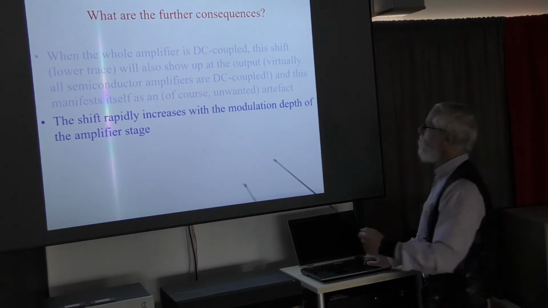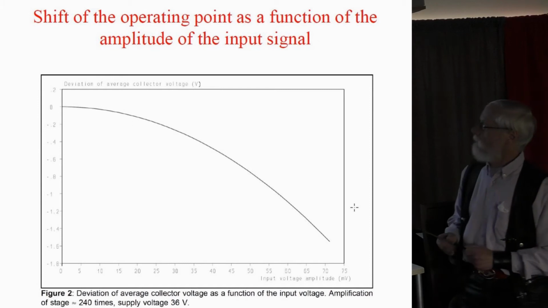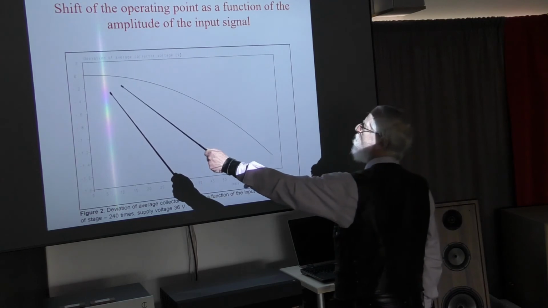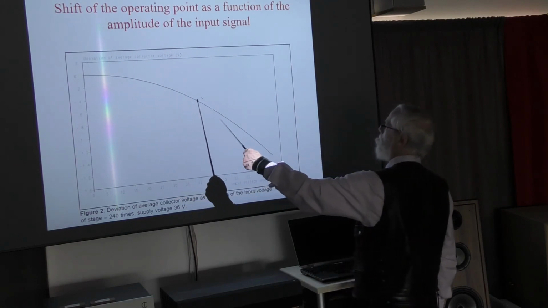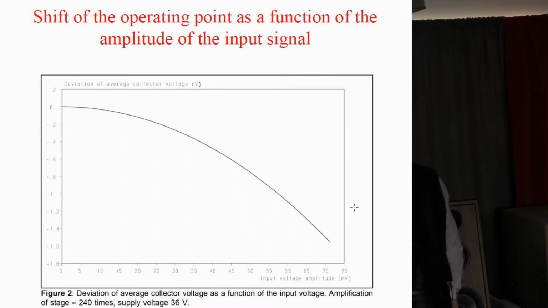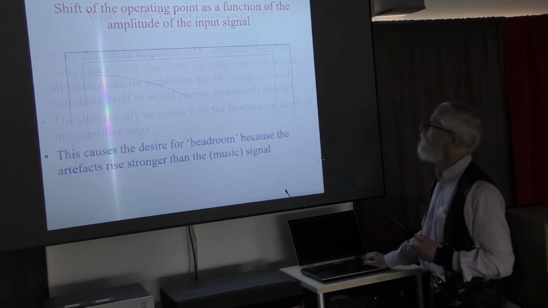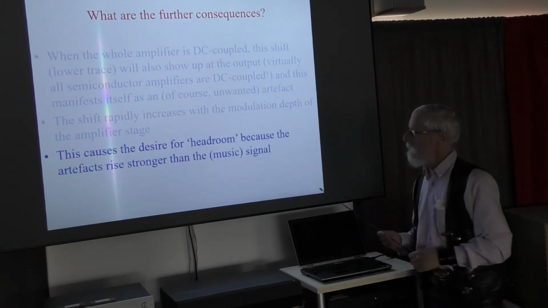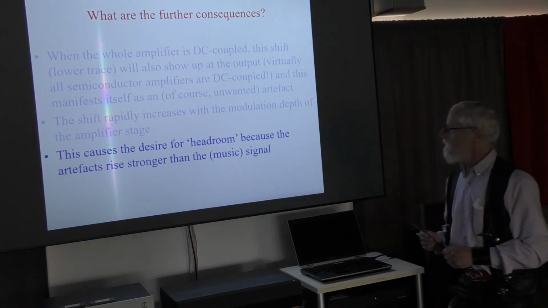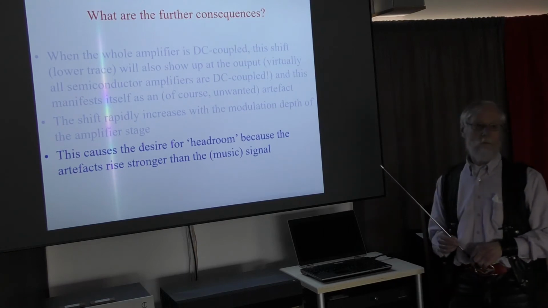The shift rapidly increases with the modulation depth of the amplifier stage. This is illustrated here. This is the input voltage, and this is the deviation. And you see it starts to shift far more rapidly than proportional here. It's a close to quadratic relationship. And this kind of effect, there'll be another one I'll come to a bit later, causes the desire for headroom, because the artifacts rise stronger than the music signal.